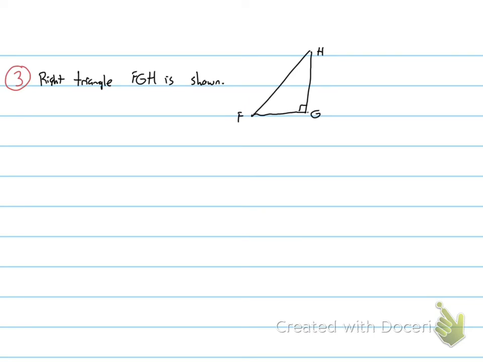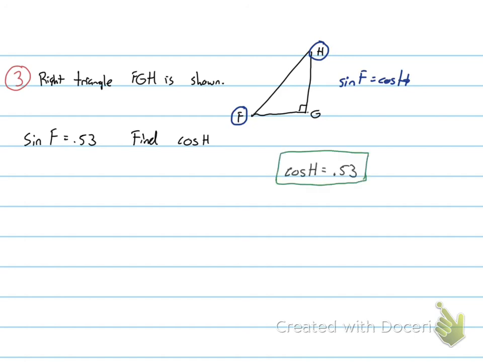In the last problem that we look at today, I'm telling you right triangle FGH is shown, so you have the picture of it already. I'm telling you that the sine of F is 0.53, and I want you to find the cosine of H. So you might be looking at this problem and thinking, well, how would I find the cosine or really anything in this diagram? I'm not given any numbers here, but the picture itself tells us all that we need to know. Looking at the picture, I see that F and H are complementary angles, or they're the two small angles in the right triangle, so I know that the sine of F would have to equal the cosine of H. So if the sine of F is 0.53, the cosine of H is also 0.53.